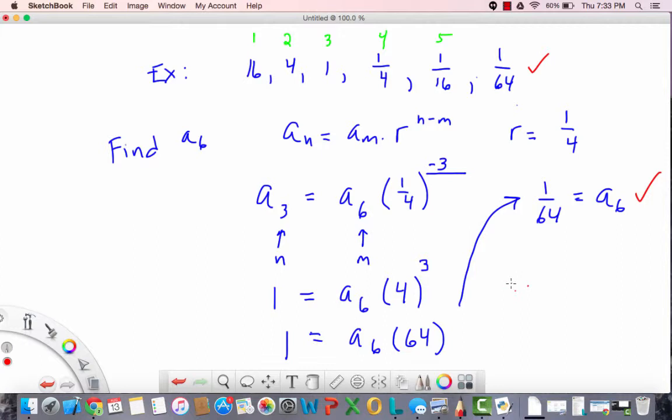I want to show you another formula that's used for geometric sequences. So let me clear the screen here. And let's just rewrite the sequence. We have 16, 4, 1, 1/4, and so forth.